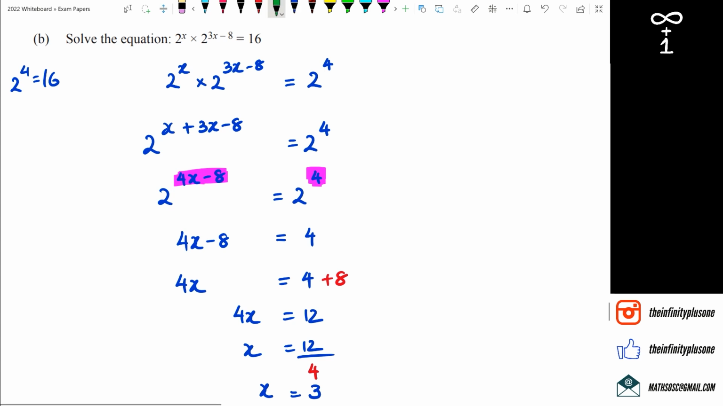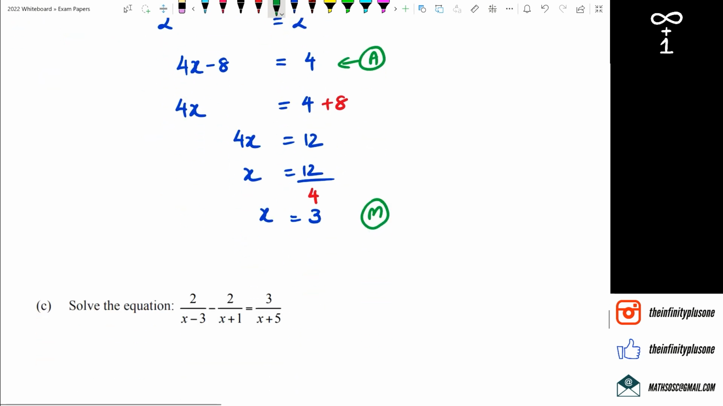So grades wise, we are looking at x equals 3 for a merit. Consistently forming a linear equation from a base of 2 is achieved. So you could get achieved here. Simplification of the powers of 2 on the left-hand side, that's here. Also, you could get an achieved. Cool. Let's go to the next question.